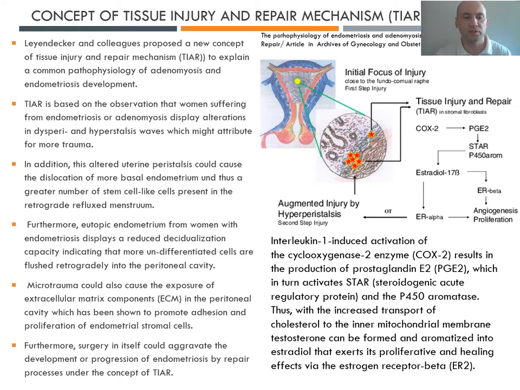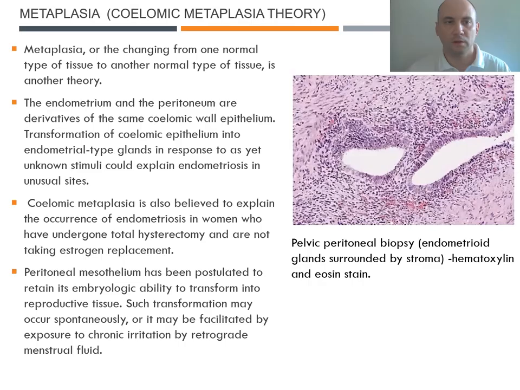Furthermore, surgery in itself could aggravate the development or progression of endometriosis by repair processes under the concepts of the TIAR. Metaplasia, coelomic metaplasia theory. Metaplasia, or changing from one normal type of tissue to another normal type of tissue, is another theory. The endometrium and the peritoneum are derivatives of the same coelomic wall epithelium. Transformation of coelomic epithelium into endometrial type glands in response to as yet unknown stimuli could explain endometriosis in unusual sites.